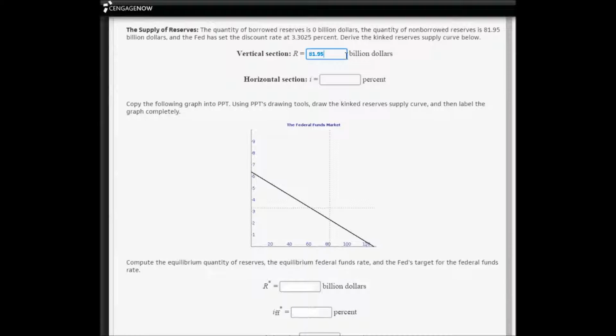The vertical section of the supply curve is the sum of borrowed reserves, which is $0 billion, and the quantity of non-borrowed reserves, which is 81.95. So the vertical section is 81.95. The horizontal section of the supply curve is the discount rate, which happens to be 3.3025%.